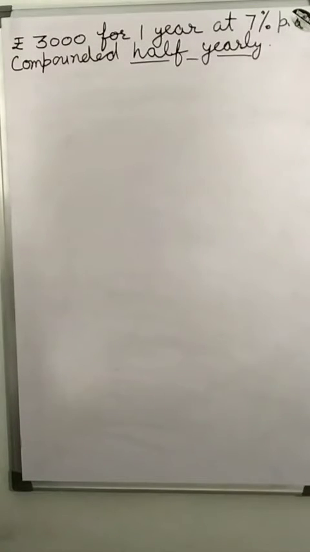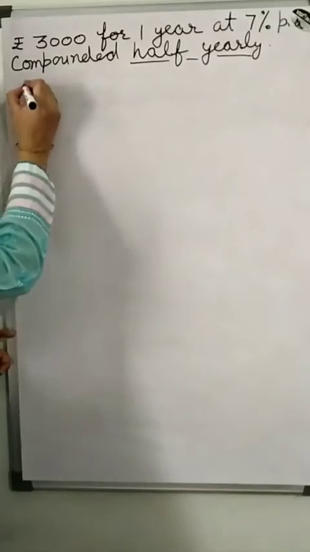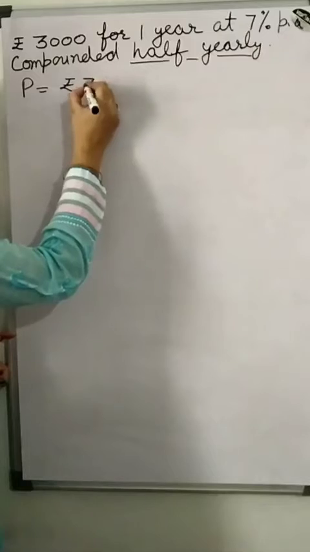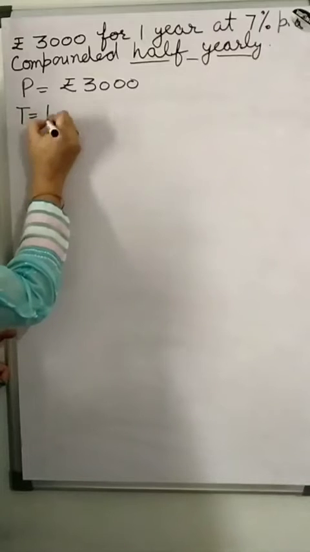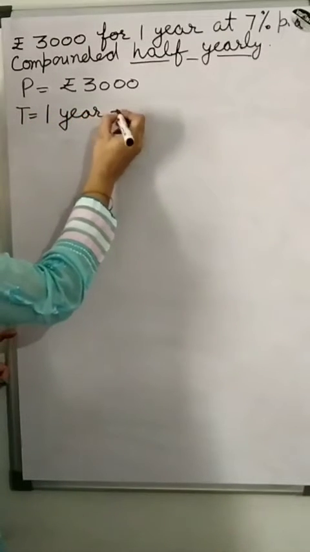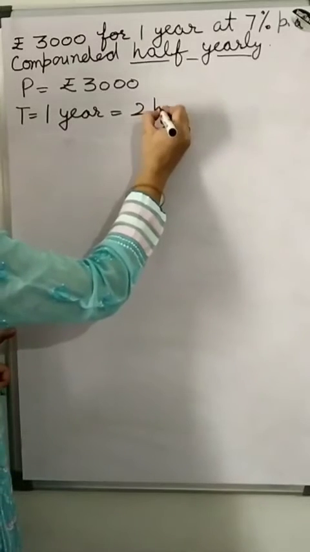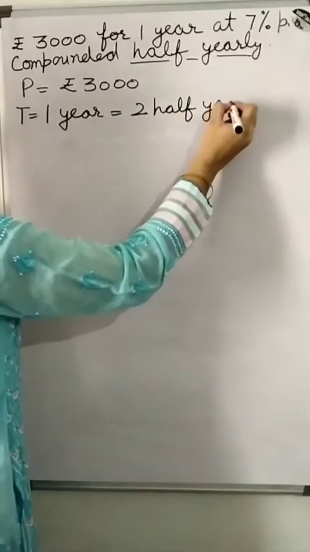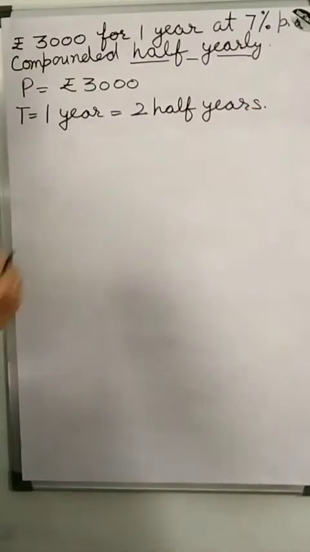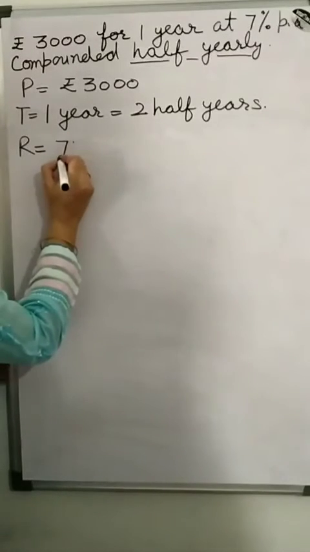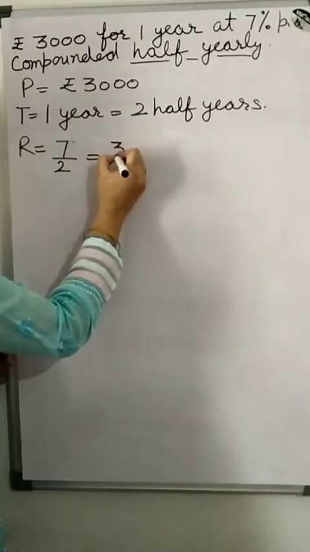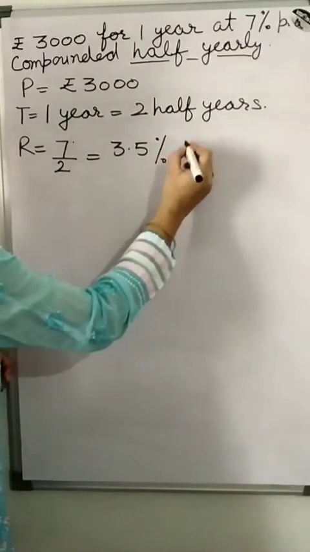Now they come to the next question. The question is: rupees 3,000 for 1 year at 7% per annum compounded half yearly. Here it is compounded half yearly. So P is the same, rupees 3,000. Time is 1 year, but we are calculating it half yearly. In 1 year there are 2 half years, so you multiply 1 into 2 and get 2. And R is 7% per annum, but since it is compounded half yearly, 7 upon 2 is equivalent to 3.5 per half year.